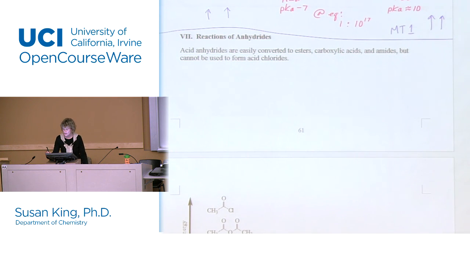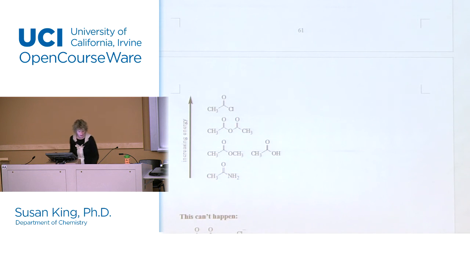Let's talk about reactions of anhydride. Of course, this will not be on the test. So as we've seen, here's anhydrides right here. It's easy to go downhill. So we can easily convert an anhydride into an ester or carboxylic acid. We can also easily convert it into an amide.